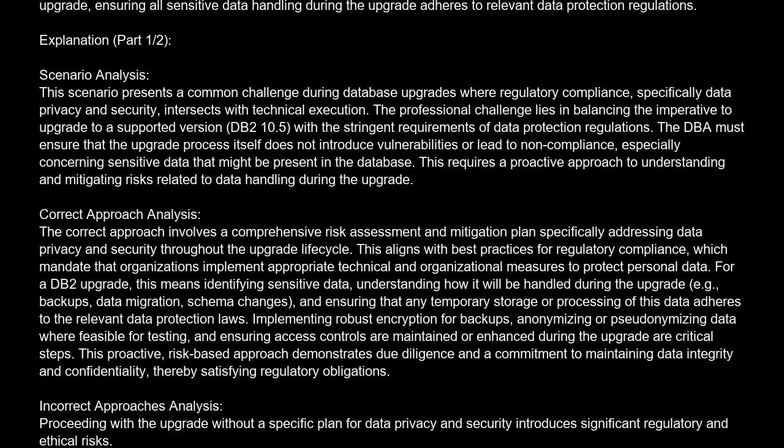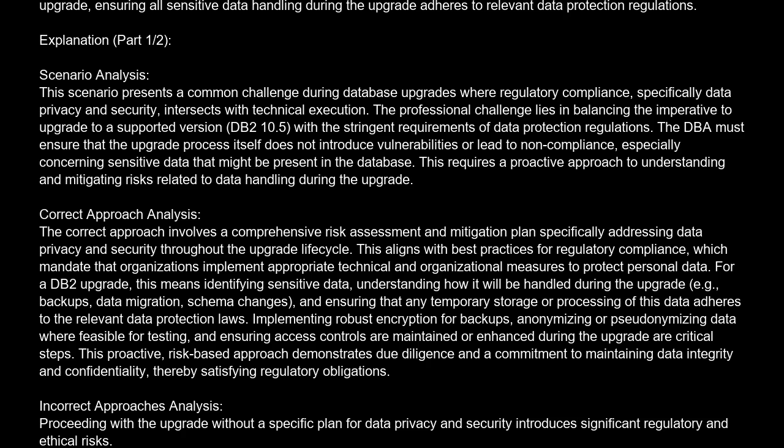Explanation. Scenario analysis. This scenario presents a common challenge during database upgrades where regulatory compliance, specifically data privacy and security, intersects with technical execution. The professional challenge lies in balancing the imperative to upgrade to a supported version, DB2 5, with the stringent requirements of data protection regulations. The DBA must ensure that the upgrade process itself does not introduce vulnerabilities or lead to non-compliance, especially concerning sensitive data that might be present in the database. This requires a proactive approach to understanding and mitigating risks related to data handling during the upgrade.